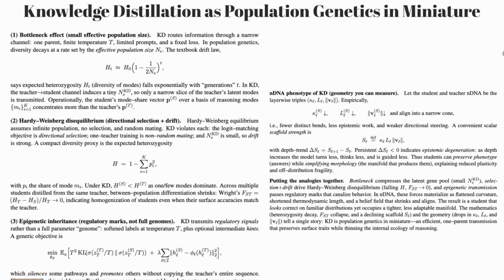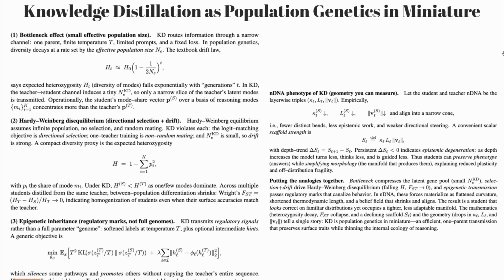The nDNA view lets us see this inside the model. Layer by layer, we track 3 signals. 1. Spectral curvature. 2. Thermodynamic length. And 3. Belief field strength. Under distillation, curvature flattens, length shortens, and belief strength shrinks into a narrow cone. The model keeps the teacher's answers, but its internal manifold is simpler and less adaptable.